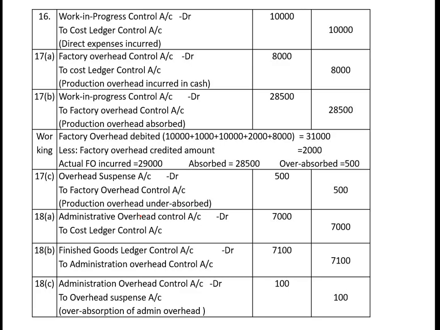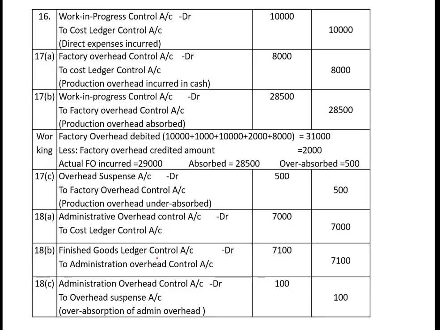Now entry number 18, administrative overhead incurred in cash, and absorption amount is given, that is 7,100. So how much we have incurred in cash, that is 7,000. That's why we will pass the entry. So this is relating with the administrative overheads. That's why administrative overhead control account debit 7,000 to cost ledger control account. Since there is no cash book maintained, no cash account is maintained, that's why cost ledger control account will be credited. Then finished goods ledger control.